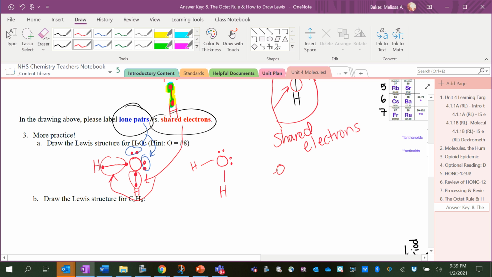Now you might say, oh, I'm just going to ignore the lone pairs. That's bad. Don't do that. Okay, because we are going to realize how important these are when we start talking about why molecules are in the shape that they're in. Okay, so don't leave those out.